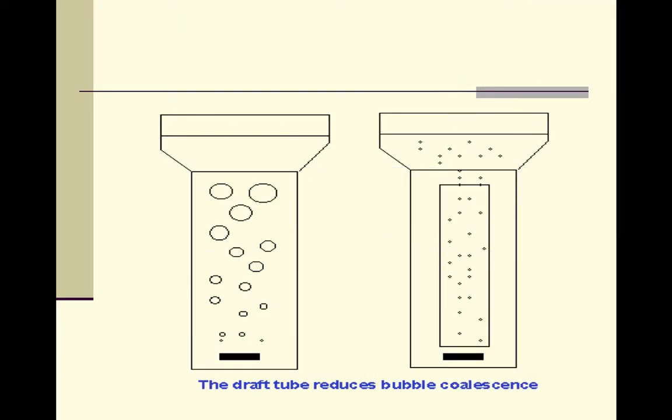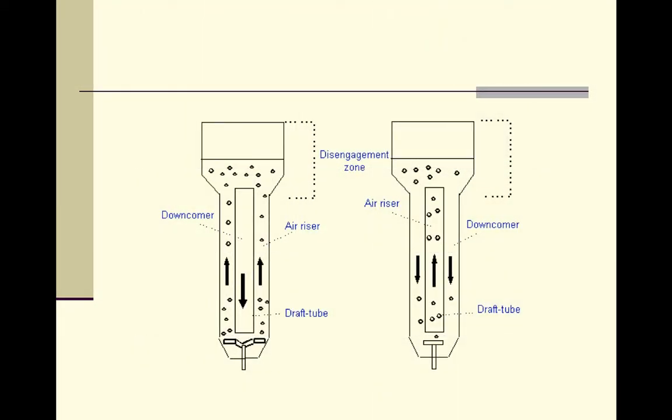Okay, now what is the function of the draft tube? The draft tube actually prevents the bubbles from coalescing. So the smaller the air bubbles, the larger the surface area, and that will give rise to more oxygen transfer to the microbes. You can see in the diagram, the draft tube has gas bubbles coming out, giving rise to a riser, and next to it you will have the liquid going down, which gives rise to a thorough mixing of the medium.